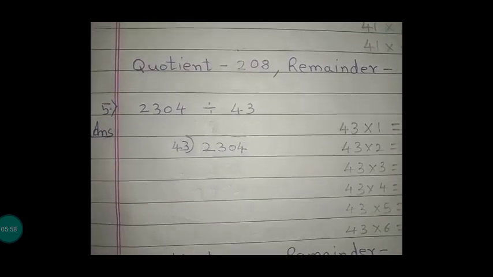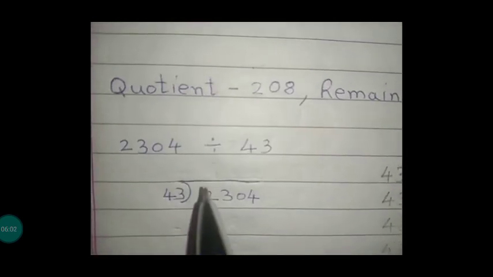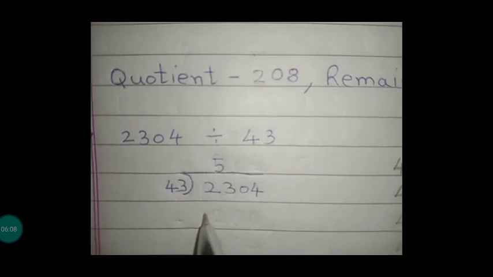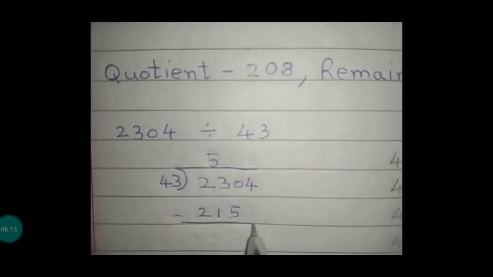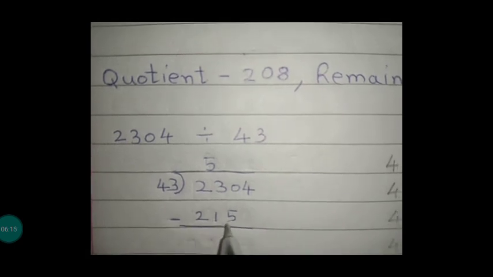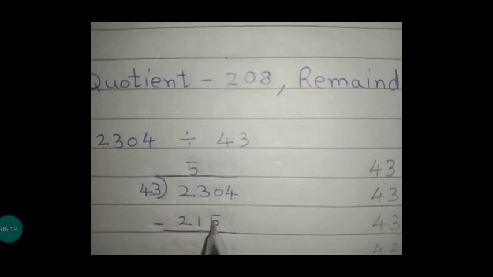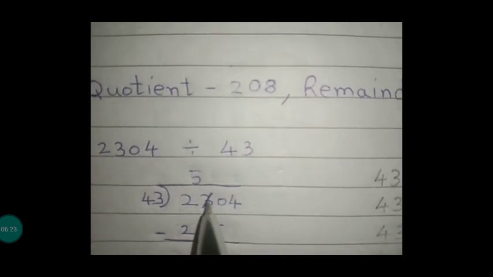So you will write here 43 5s are 215. Now you will subtract these numbers. We cannot subtract 0 minus 5. So we need to borrow a number. So from 3 we will borrow 1.